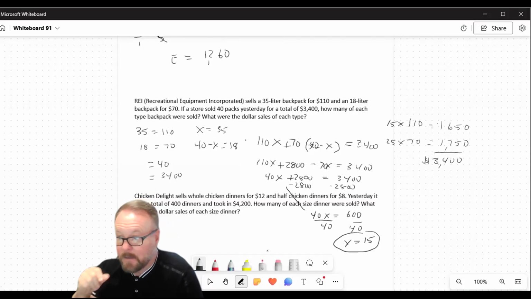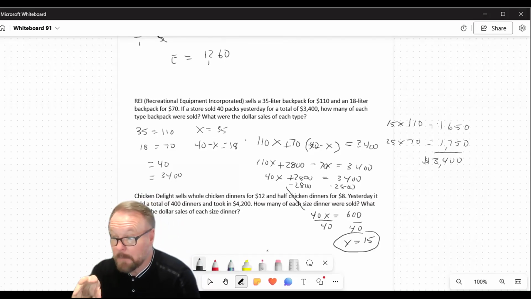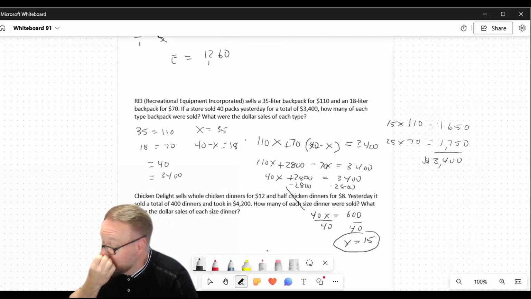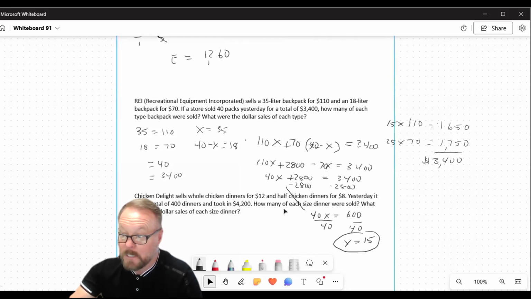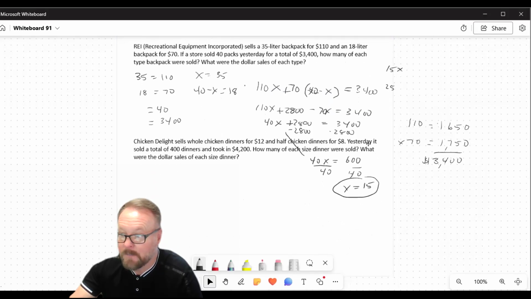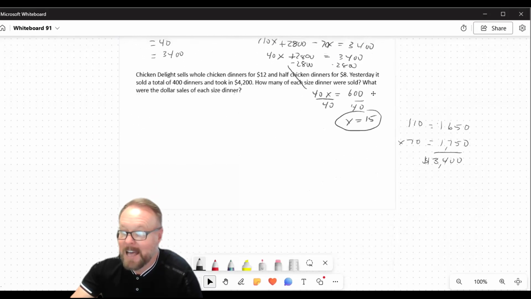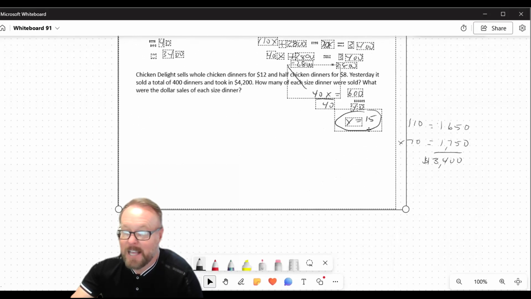I think the key here is you start with the higher priced item as the X, and then you take the lower priced item as being whatever the total is minus X. So if you do it the other way, it won't work out. In other words, if you started with 40, it wouldn't work out because then you'd be dealing in negative numbers, and we don't want to deal in negative numbers in this class. So, all right, we're going to do this last problem then.